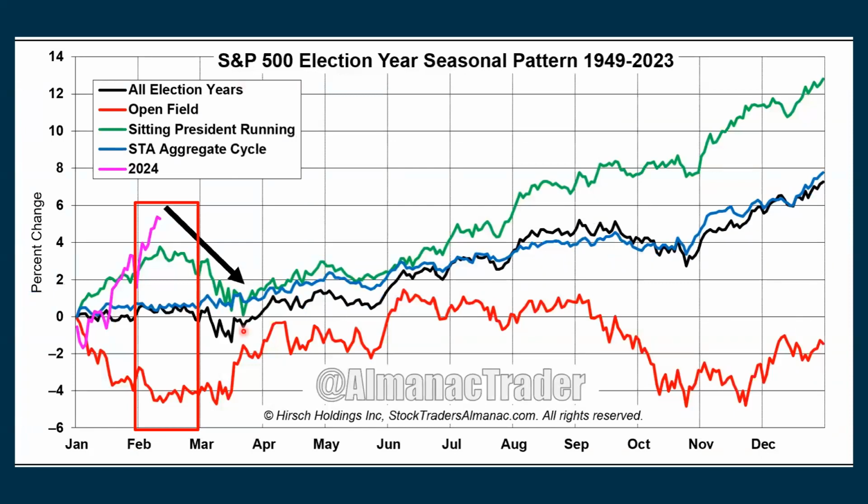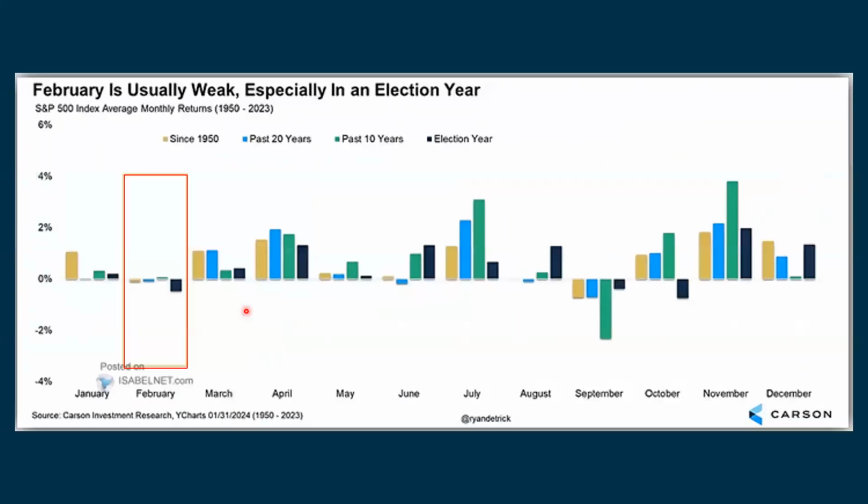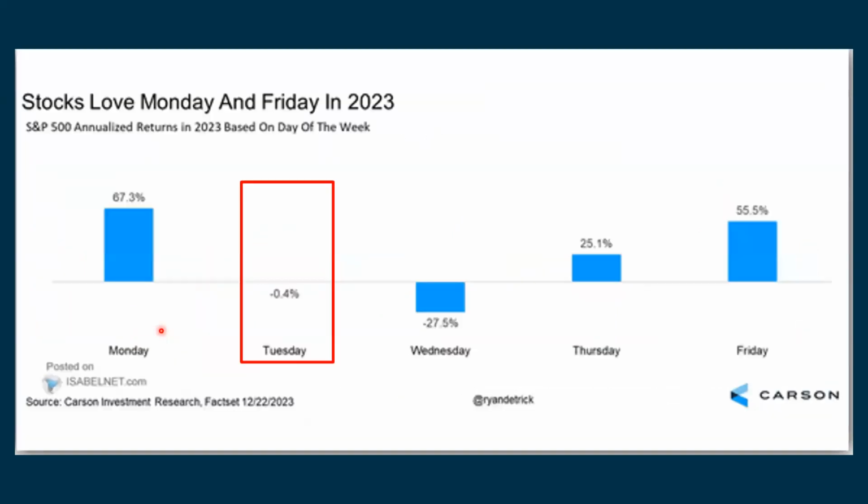This is when the sitting president is running for re-election. We think that's what's going to happen. And that's the green line where even in a good year, we tend to see some weakness after this historically all the way to the middle to latter part of March. Even though we're in the month of February, we're in the 6-month window when stocks tend to do the best. February is the worst of those 6 months, even during an election year.